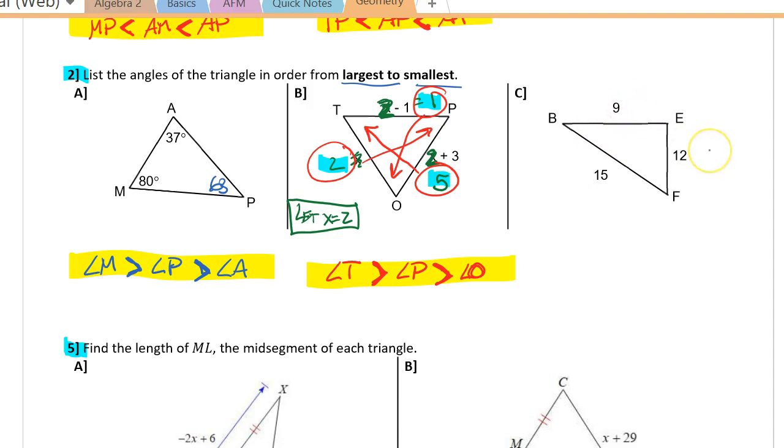Okay, 1C, last problem here. We're given all 3 sides, so the smallest side is opposite the smallest angle, and the largest side is opposite the largest angle. Largest side here is 15, meaning the largest angle is angle E. Next smallest side is 12, so that gives me angle B. And lastly, the smallest angle. It's opposite the smallest side, which is 9, which is angle F.